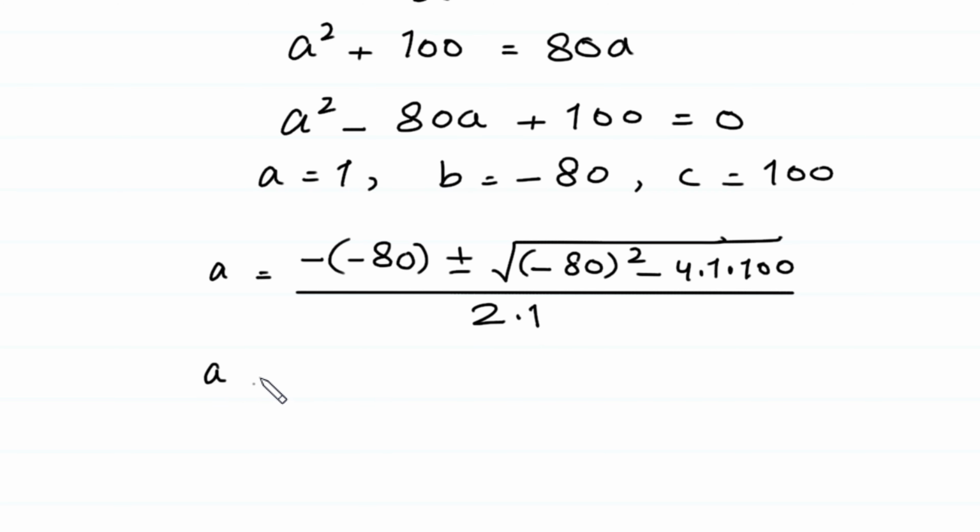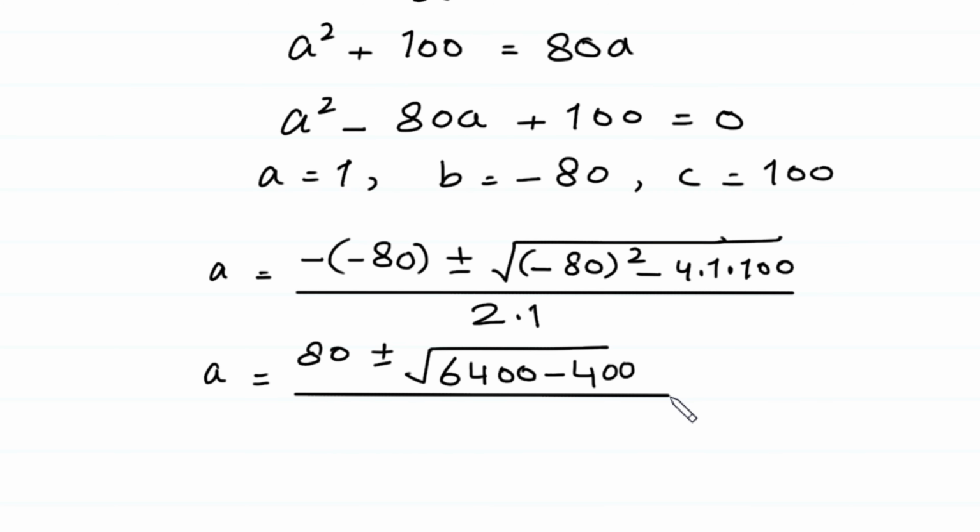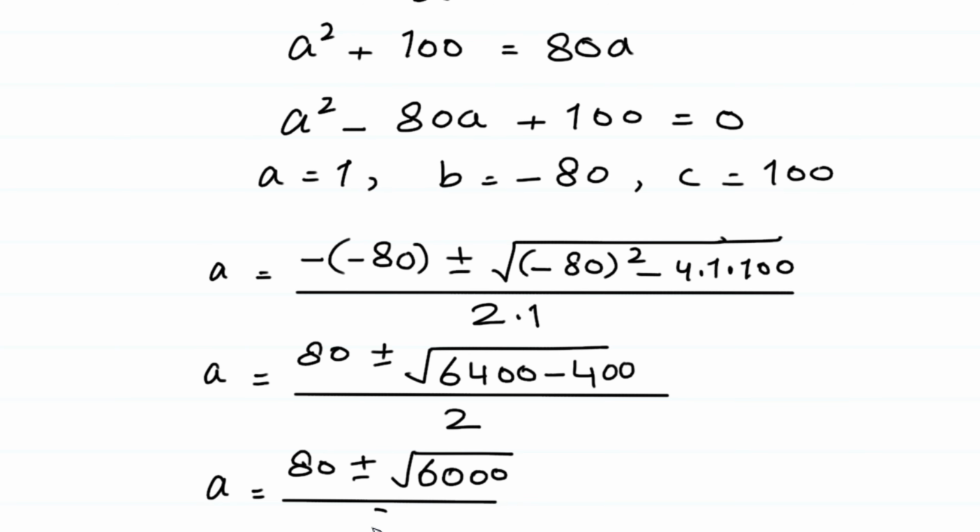Next, a is equal to minus minus, positive 80 plus minus square root of negative 80 square is equal to 6400 minus 4 times 1 times 100, 400, divided by 2 times 1, 2. Next, a is equal to 80 plus minus square root of 6400 minus 400, 6000, divided by 2.